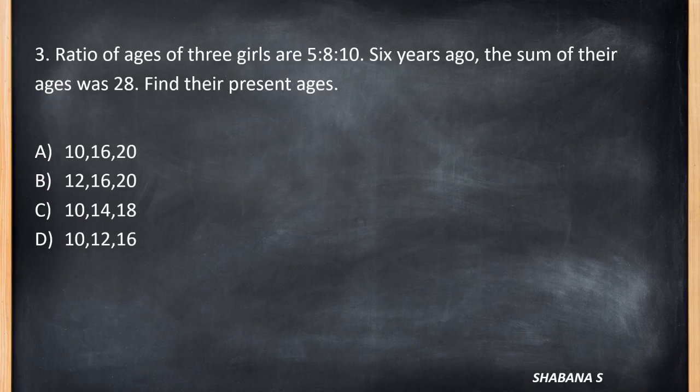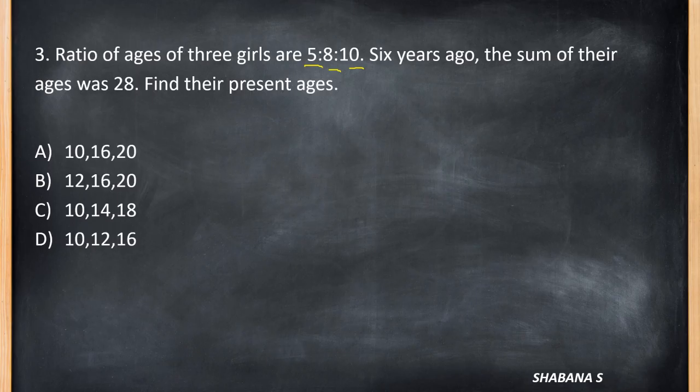The next question. The ratio of the ages of 3 girls is 5 is to 8 is to 10. 6 years ago, the sum of their ages is 28. So find their present ages. So two options. Either you can go from the options as such because you have 5, 8 and 10. So you have to look at the ages of 3 people who are in proportion with the same numbers given.